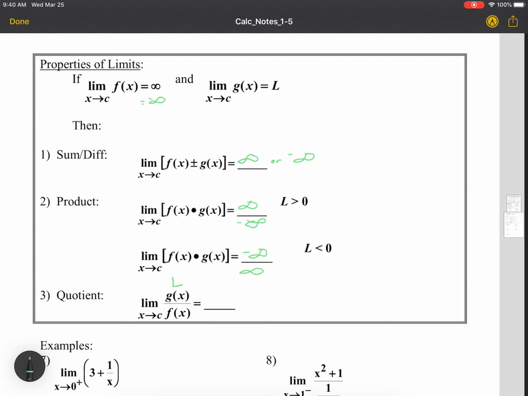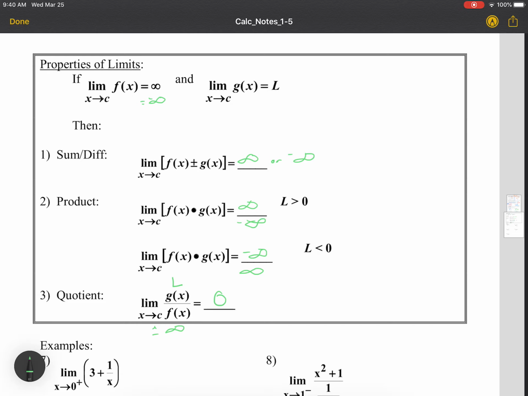Our quotient, remember, the g actually has a limit, and f of x is infinity. So when we have a limit over infinity, and that could be positive or negative, it's going to give you a 0. Okay, that's the big one to remember.